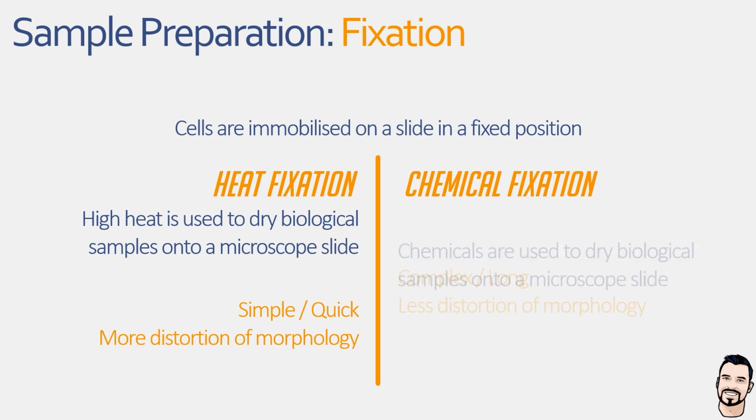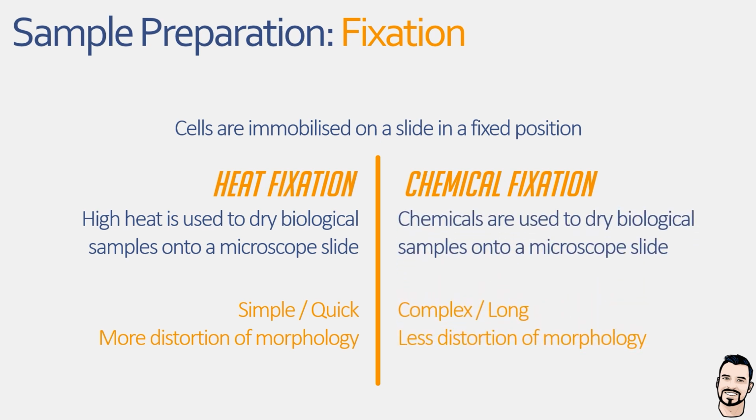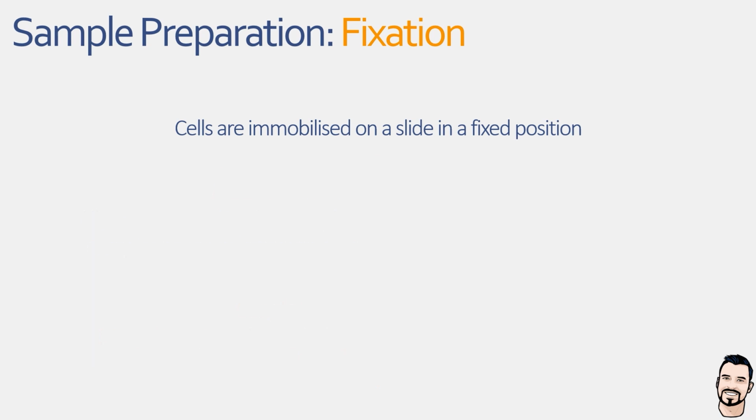On the flip side, we have chemical fixation. This is where the samples are also air dried on a slide, but instead of heat, a fixative chemical such as methanol or formaldehyde is applied. This process takes more time and is slightly more complex, but it reduces the overall distortion, preserving finer cellular details. Now, each of these methods has its pros and cons depending on the structures we want to visualize. However, for most routine microbiology, we heat fix samples.